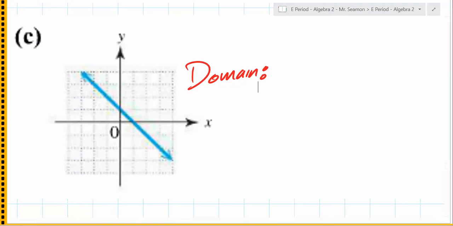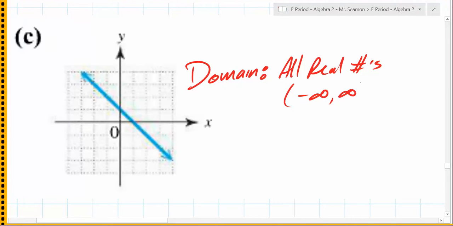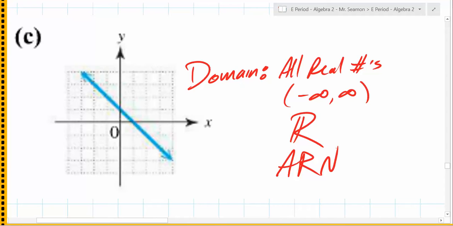It's infinite. So when you say you can just call it all real numbers, what's another way to say that? -infinity, infinity. And another way is this, and another way is ℝ. It's all the same.